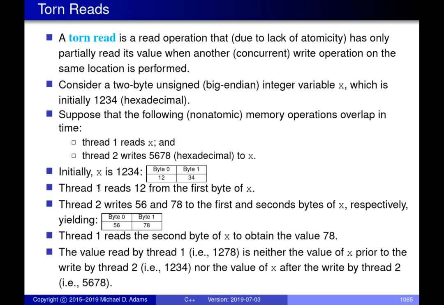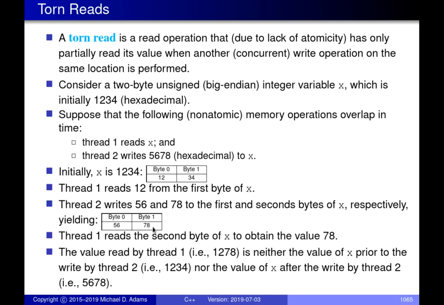Suppose now that thread 1 comes along first and starts to initiate its read of memory. It's going to try to read the value of x. So it starts to read the value, and reads the first byte, which is 12. But suppose before it has a chance to finish, it hasn't yet read the second byte. Before that happens, thread 2 comes along and writes 5, 6, 7, 8 to that variable x. So 5, 6 is going to get written to the first byte, and 7, 8 gets written to the second byte.